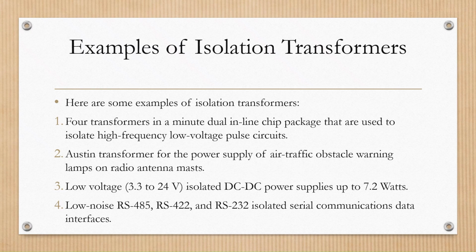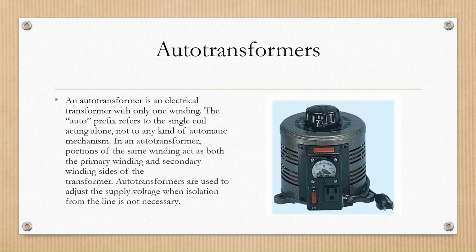Transformers in a miniature dual inline chip package that are used to isolate high-frequency low-voltage pulse circuits. A transformer for the power supply of air traffic obstacle warning lamps on radio antenna masts. Low voltage, 3.3 to 24 V, isolated DC-DC power supplies up to 7.2 watts. Low noise RS-485, RS-422, and RS-232 isolated serial communications data interfaces.